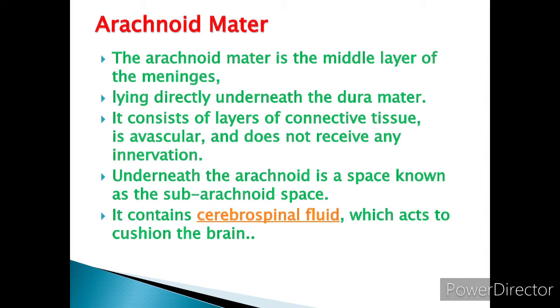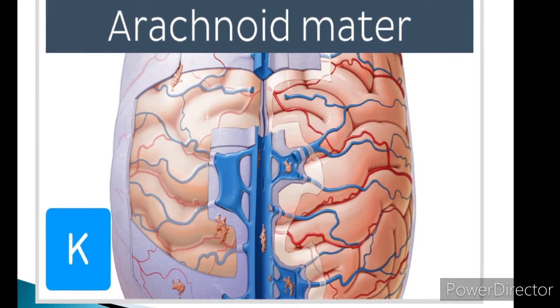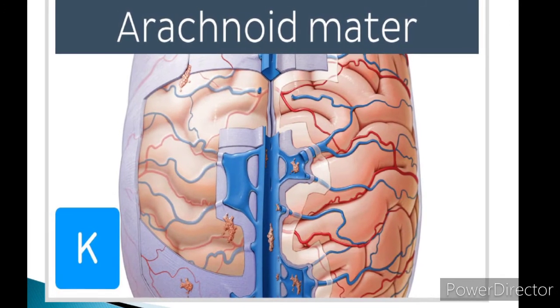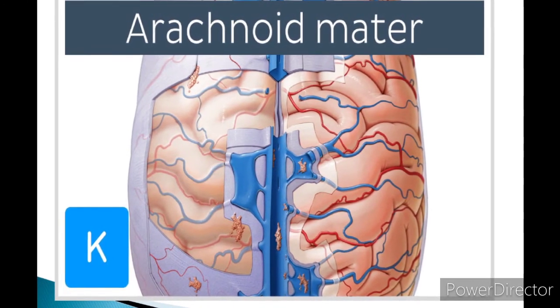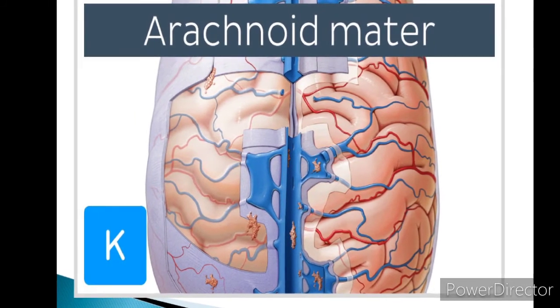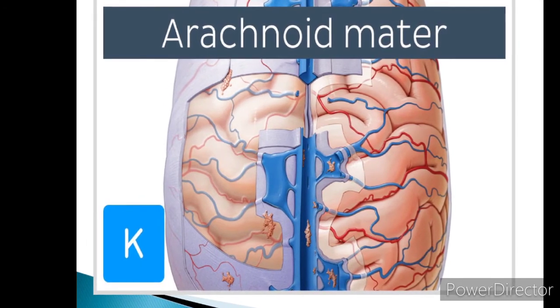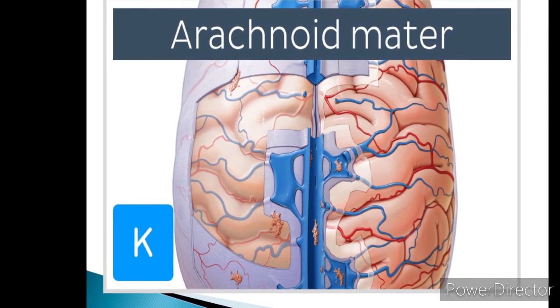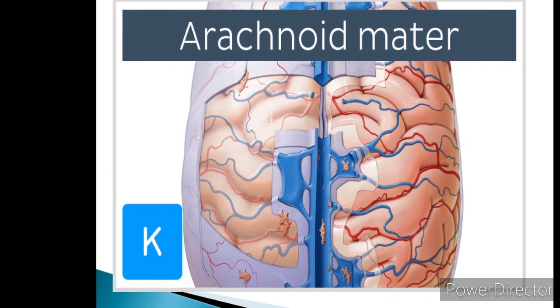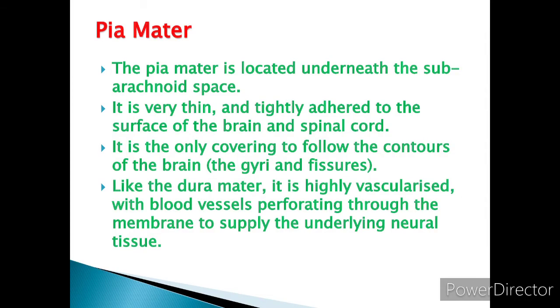The arachnoid mater passes over the convolutions of the brain and accompanies the inner layer of dura mater in the formation of the falx cerebri, tentorium cerebelli and the falx cerebelli. It continues downward to envelop the spinal cord, ending by merging with the dura mater at the level of the second sacral vertebra. And next one is pia mater.